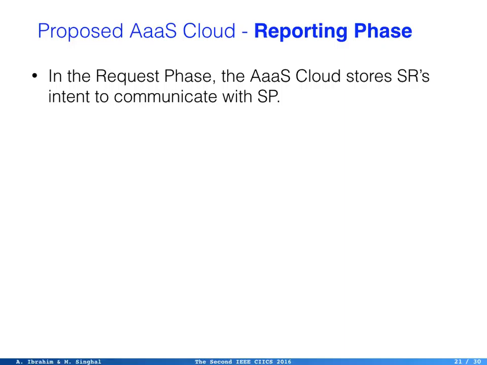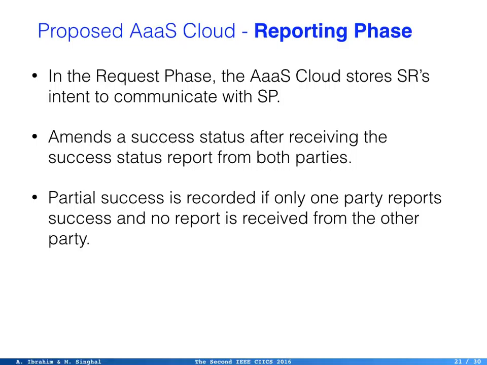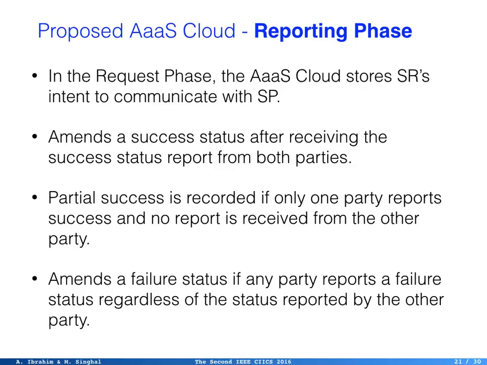When the cloud receives a status report, it edits the log record which was created to store the service requester's intent to communicate with the service provider during the request phase. If the mutual authentication was successful, the cloud amends a success status to the corresponding log entry after receiving the success status report from both parties. If only one party reports success and no report is received from the other party, partial success is recorded in the log record. And if any party reports a failure status, the log entry is amended with a failure status regardless of the status reported by the other party.